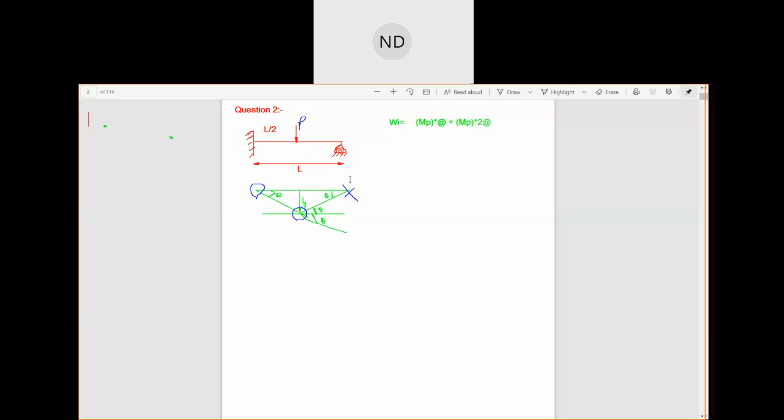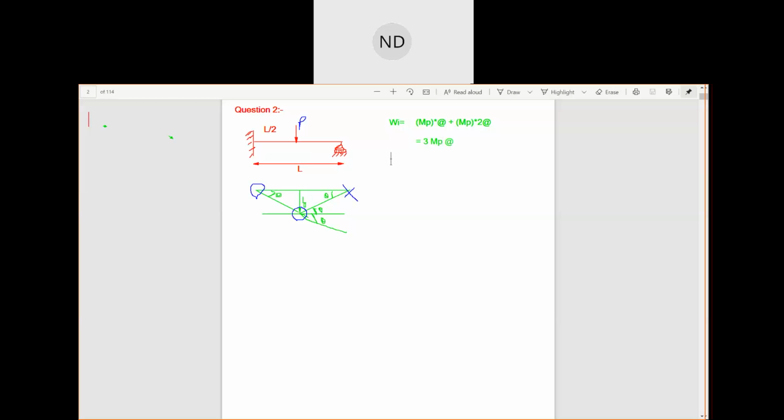So now what will be our total internal work? 2 MP theta plus 1 MP theta, that means 3 MP theta. 3 MP theta, right?